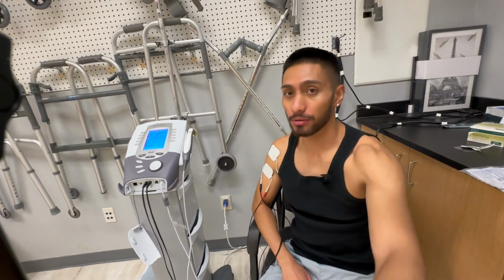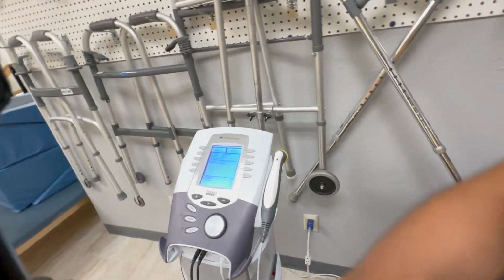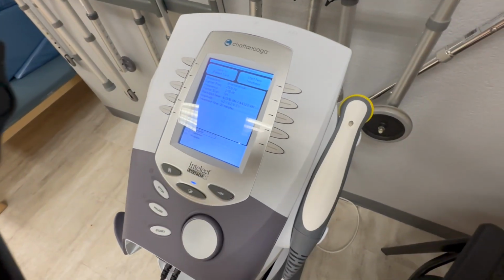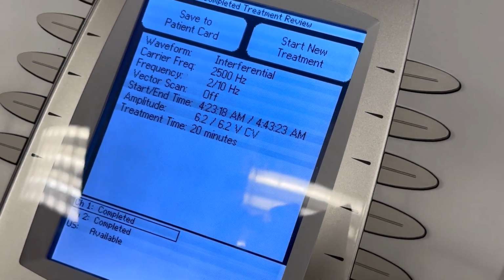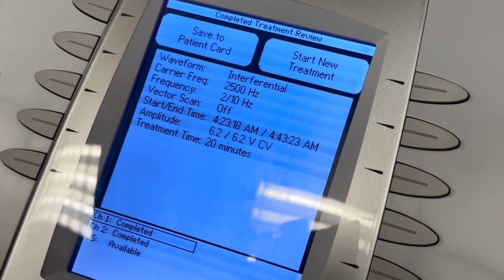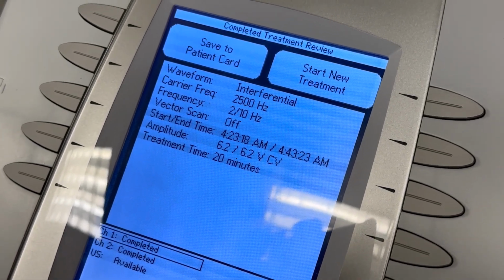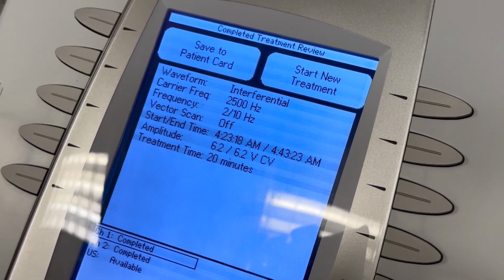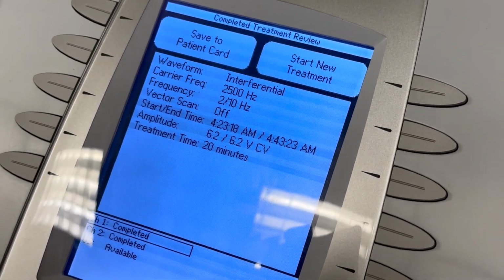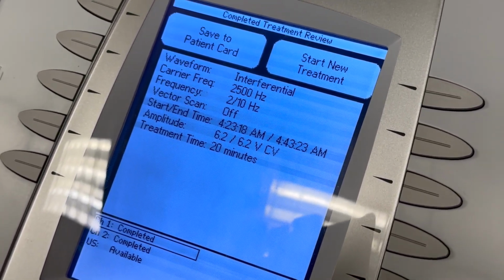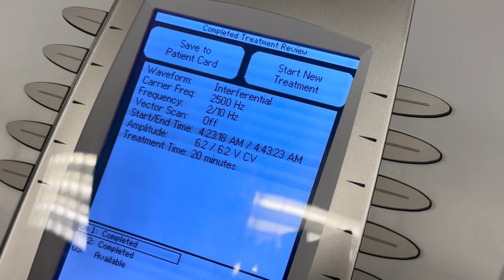That's the startup time for the machine, then 20 minutes of treatment, and then it gives us parameters that we're able to record as necessary for our SOAP notes. For our amplitude or intensity, we're at 6.2 volts. Frequency was 210 for beat low, beat high, and then carrier frequency is at 2500 because we're aiming for that interferential opiate release using interferential treatment.